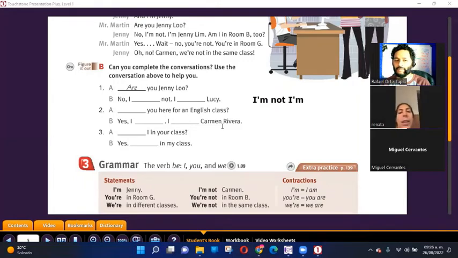All right. So number 2, how would you complete number 2? Are you here for an English class? Okay, so letter B. Yes, I am. Exactly. So when you're saying yes, now you can use the complete version. Yes, I am. Solo cuando dices que sí. Entonces, yes, I am. Y ya ahí es de tu elección: puedes decir I am o I'm. I'm Carmen Rivera. O sea, lo que no puedes decir aquí es yes, I'm, ¿no? Ahí sí necesitas la versión completa. Yes, I am. Para la del no, mejor la contraída. No, I'm not.